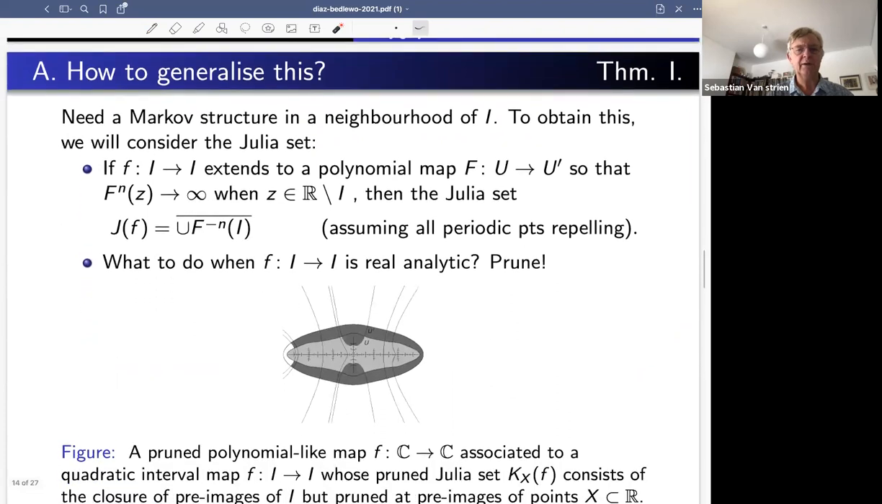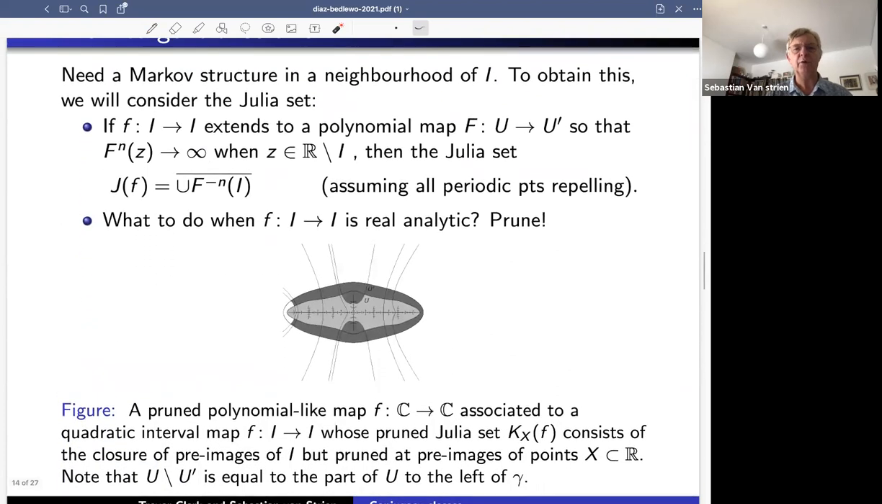So what we propose is to do something a bit different. And I find it quite cool. So let's think now that this map extends to a polynomial map or polynomial-like map like this. And let me actually write here C to C. It's maybe easier to think of this as a map from C to C.